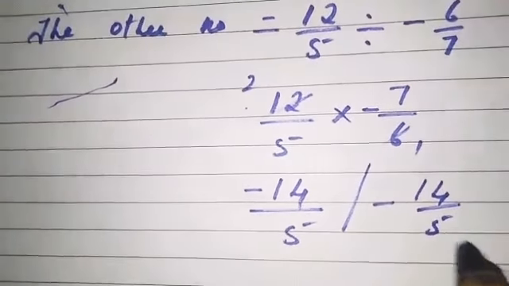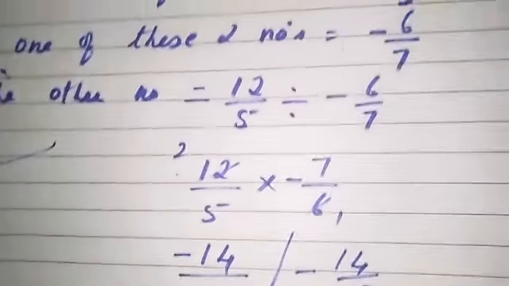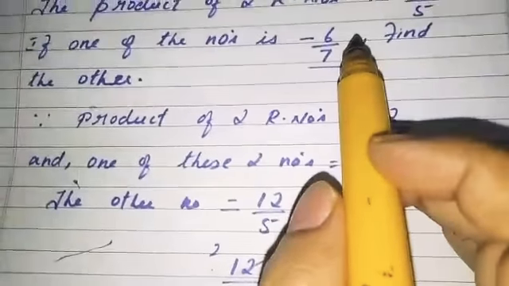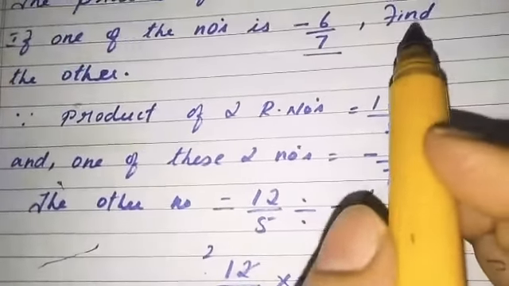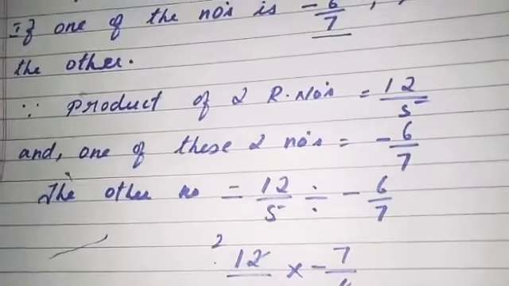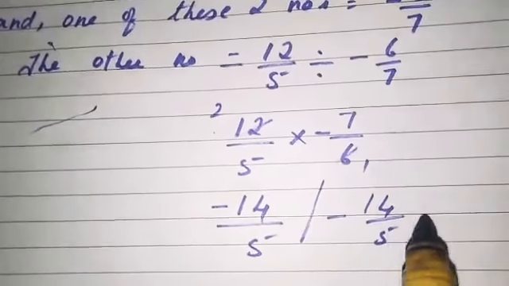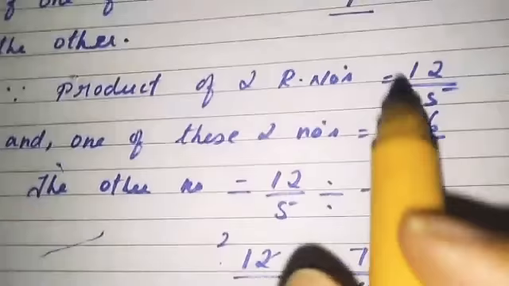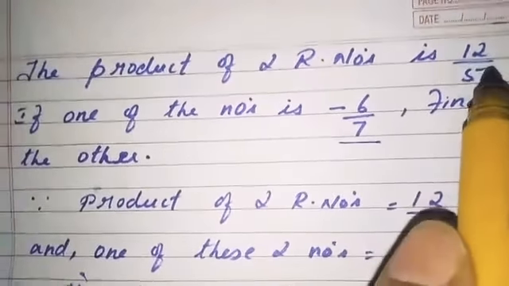So this is that other number, which is -14 by 5, which when multiplied with -6 by 7, the first number which was given in the sum, gives the product. They had asked us to find the other number, or the second number, which we found here. So when we multiply this with the first number, what we get is 12 by 5.